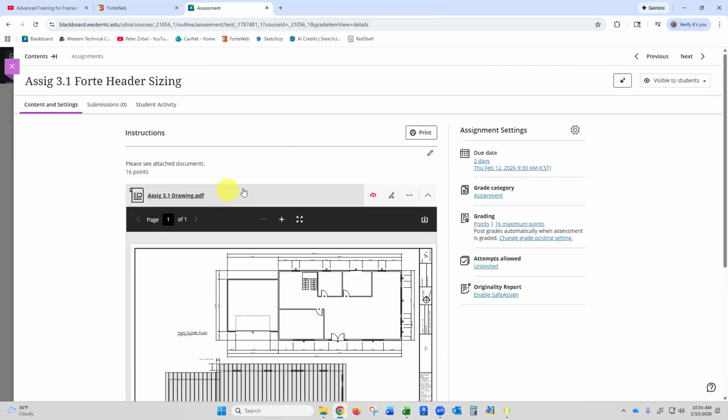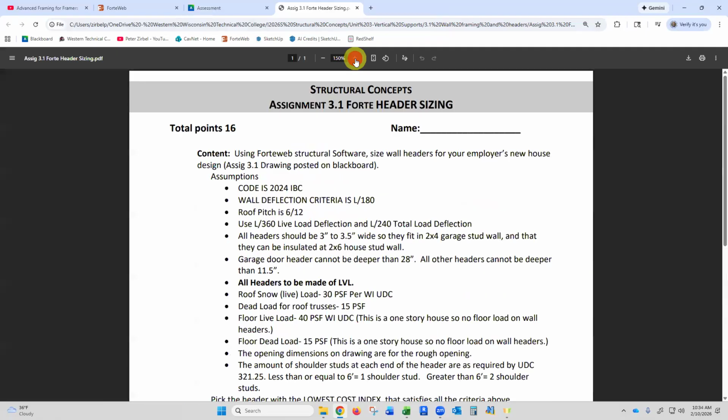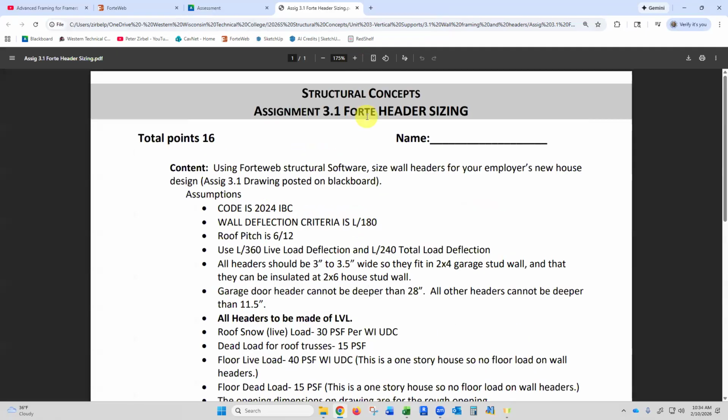The other thing you need to look at is, I'm going to just open Forte header sizing in a bigger document for you to look at. This is the actual assignment. So that drawing is from your employer. We're going to use the code to the 2024 IBC.